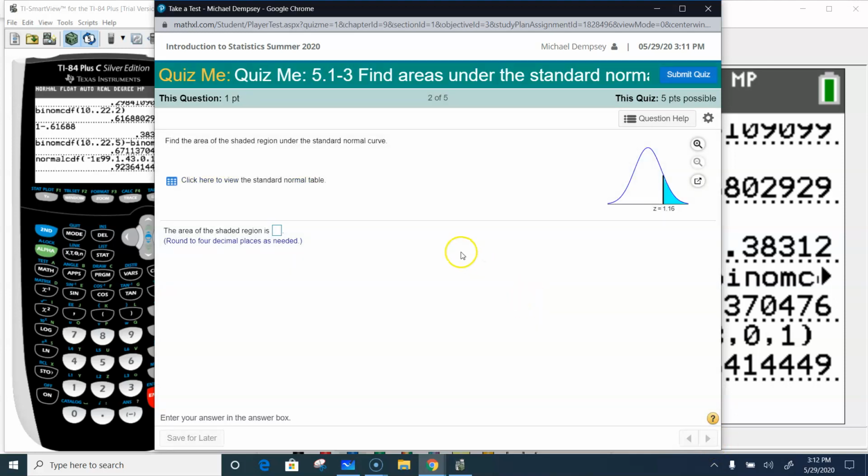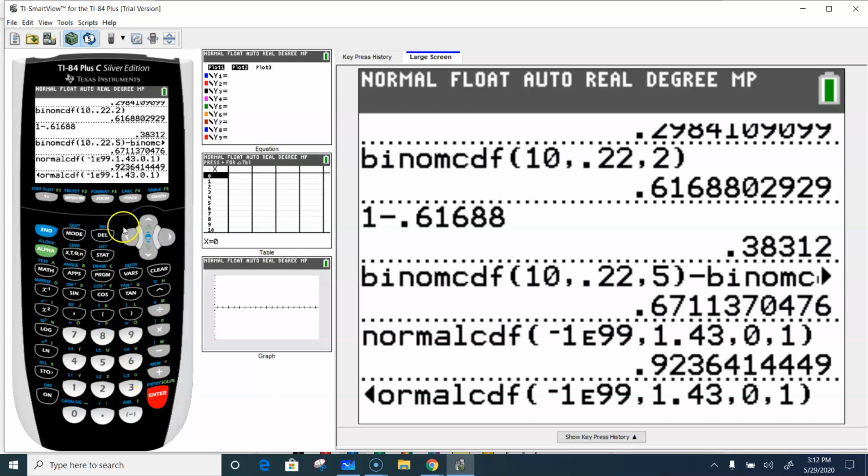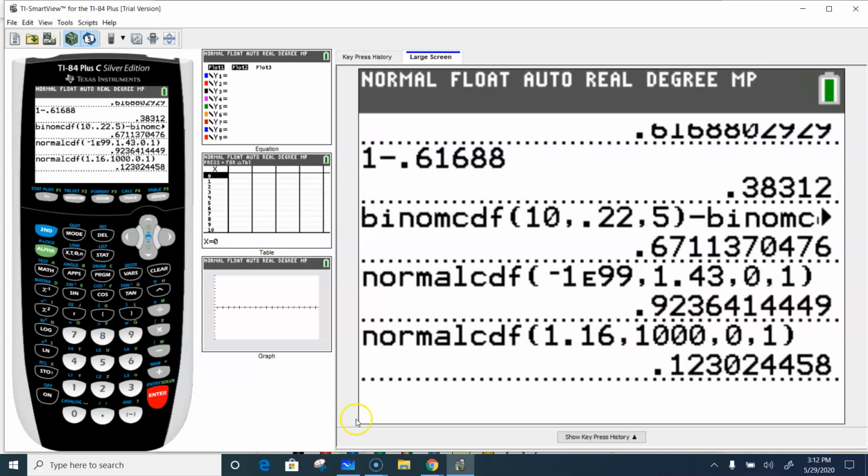It's area under the normal curve. So here they make it easy for us. They shade it for us, 1.16. So now 1.16 becomes my lower limit, right? So let me just arrow back over here. 1.16 is the lower limit. That's the left endpoint. And then we put an upper endpoint of something really big, like 1,000. And then we still want a mean of 0 and a standard deviation of 1. All of that is still fine. 0.1230.